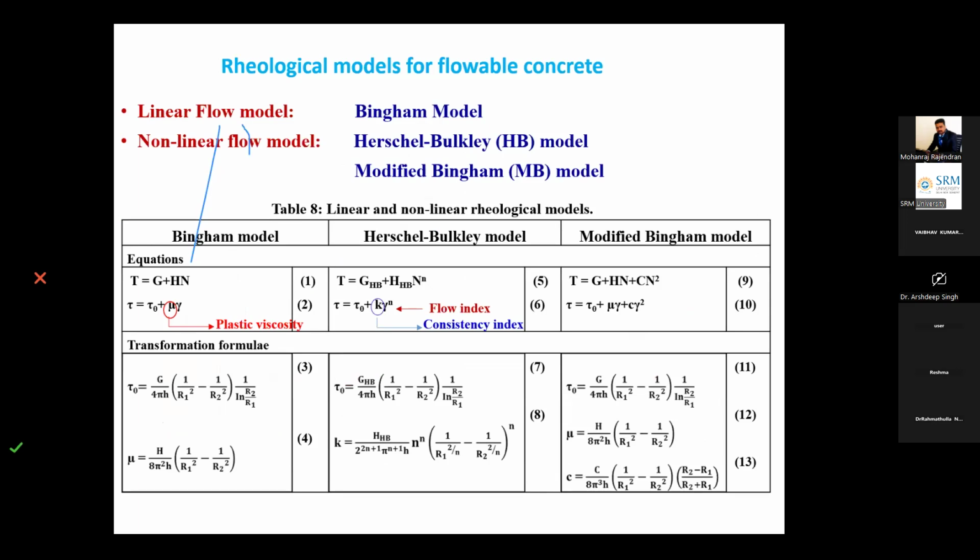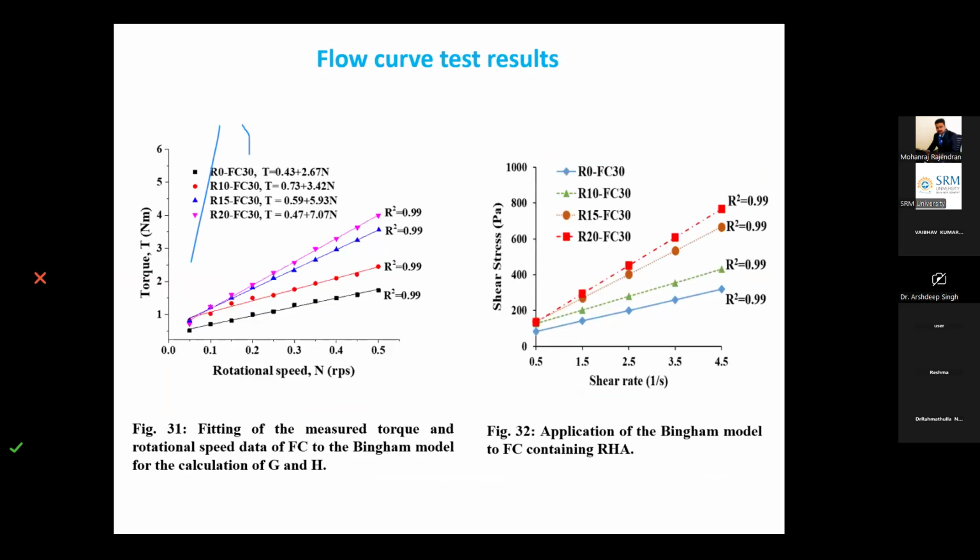From the rheometer, values are obtained in terms of T, G, H, and N. Then further they are converted to tau, tau naught, mu, and gamma, where mu represents the plastic viscosity. So we can see here that when we add RHA, let us say from 10% to 20%, the viscosity increases significantly, although the yield value is the same, because this test was performed for a similar slump value. So even if the slump value is the same, the viscosity of the material for different percentages of RHA was higher.